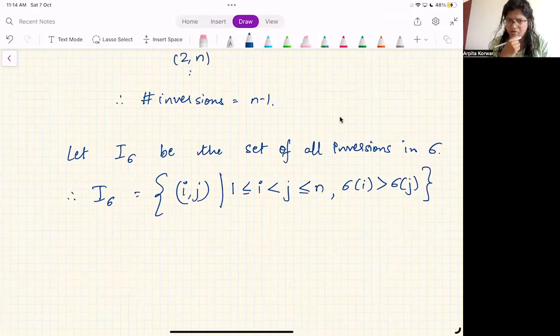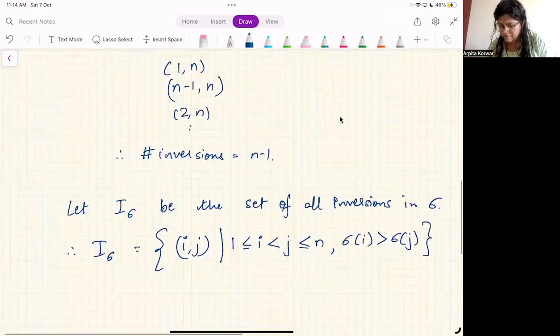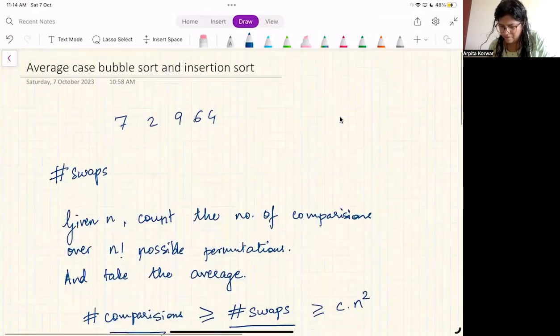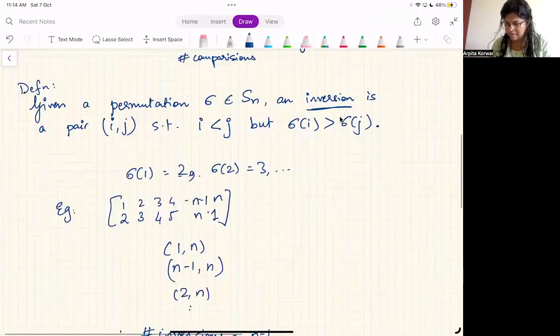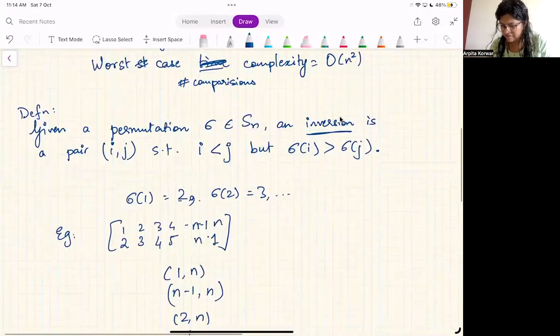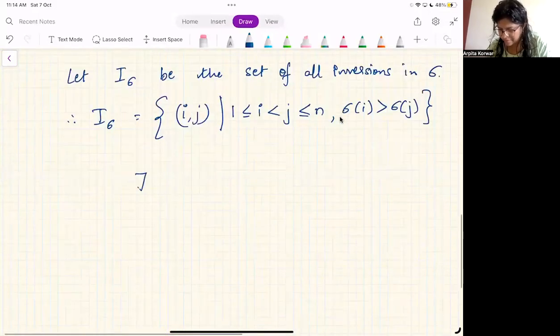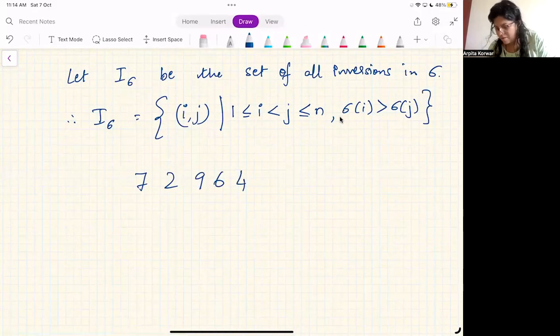So this is a set of all inversions. So what are we doing when we do the bubble sort algorithm? Now we are ready to take this example, 7 2 9 6 4. Okay, let's do it here. How many inversions are there?